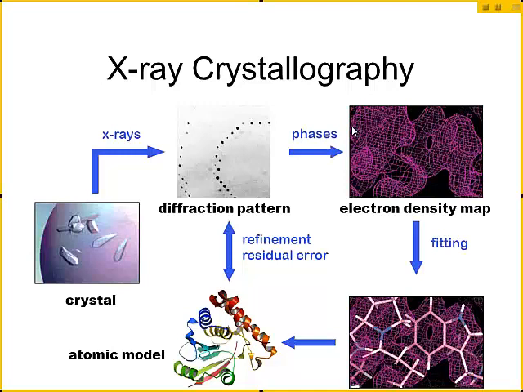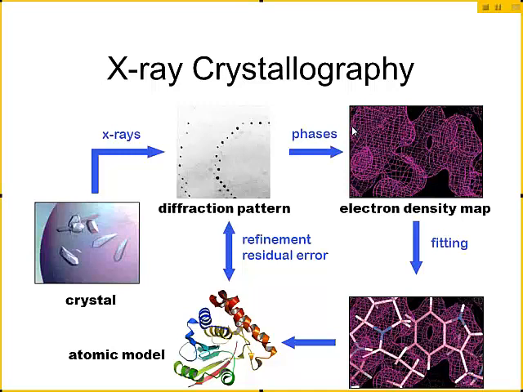Once you have both pieces of information, then you can calculate the electron density map. That electron density map is interpreted by the experimentalist. And they fit atoms into that electron density map, and you get an atomic resolution model that you have here. That is your structure. And it is this structure that's deposited into the protein data bank.